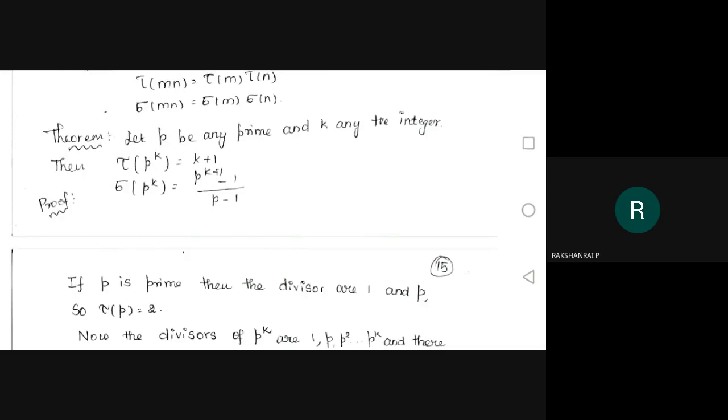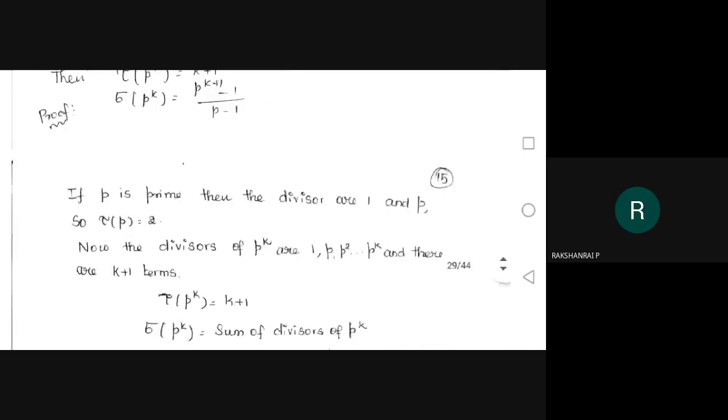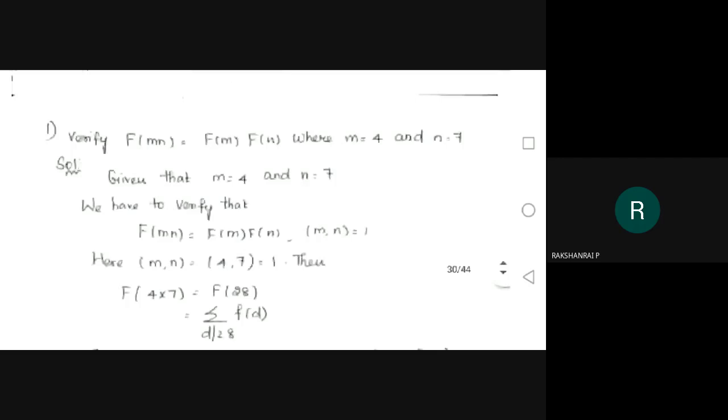and tau of p power k is equal to k plus 1. Sigma of p power k is equal to p power k plus 1 minus 1, whole divided by p minus 1. So we should remember this. We solved many problems by using tau and sigma functions. In the continuation, we will see some tricky problems from Unit 5.